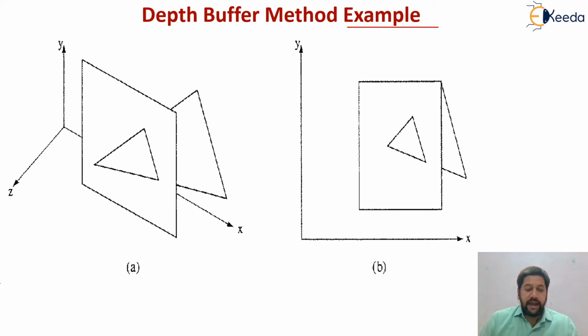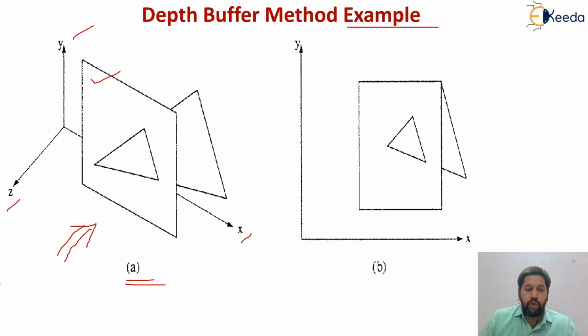Now let us understand this example. You can find in my diagram number A the x-axis, the y-axis, and the z-axis. The viewer is looking toward this direction, so this is my viewing system. When the user is viewing, this is my polygon.